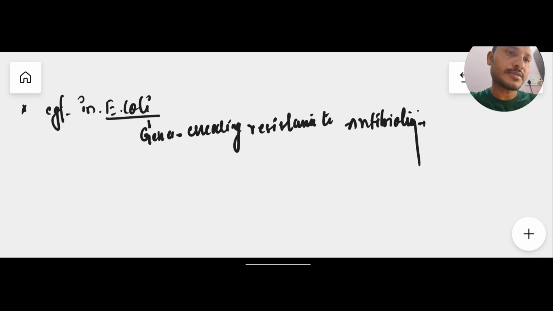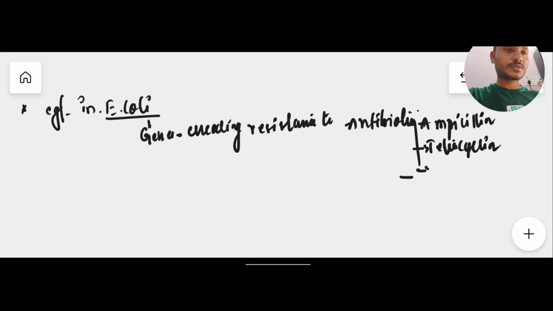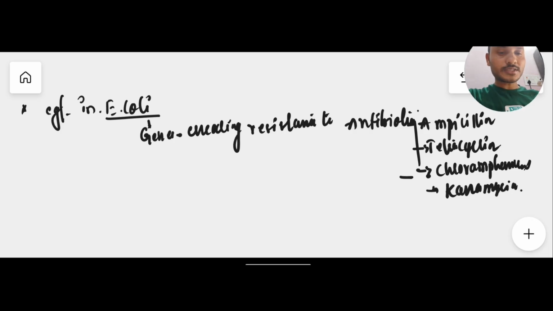Such antibiotics are ampicillin resistance, tetracycline resistance, chloramphenicol resistance, and kanamycin resistance. All these antibiotic resistance genes are considered useful selectable markers. So this is all about Escherichia coli and their selectable markers.